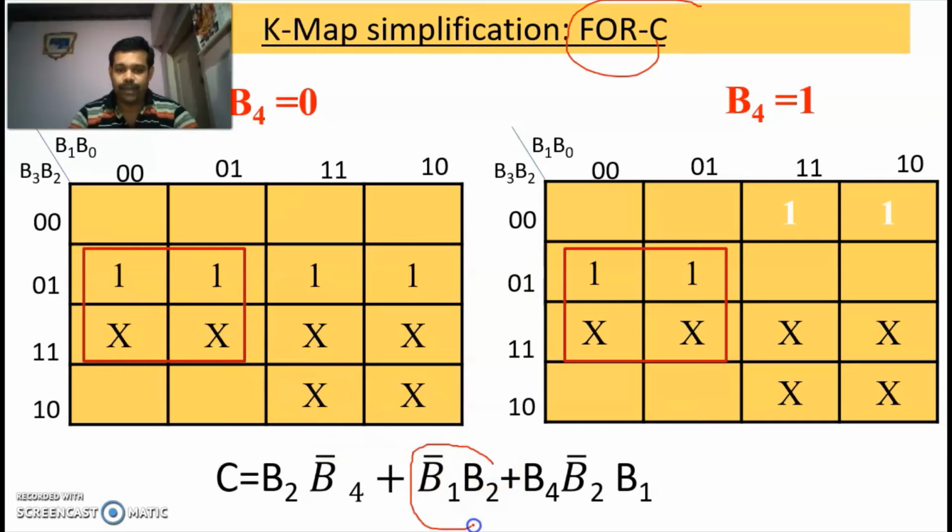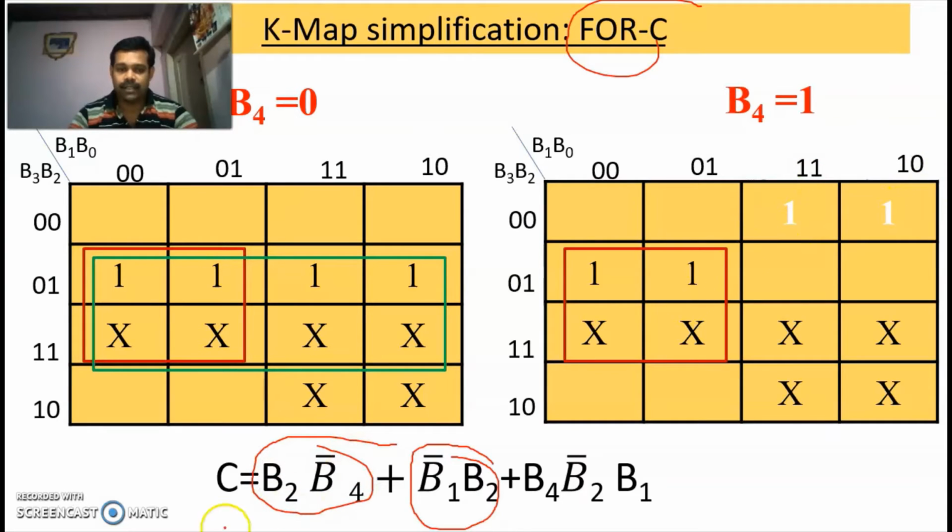B2, B1 bar. Okay. Next, it is present only in this map. The expression for this one is B2, B4 bar for this one. Next, we are having this one. You can group like this. This is present only in this map. B4 is equal to 1. So we have to consider this B4. Then the expression for it is B2 bar, B1.